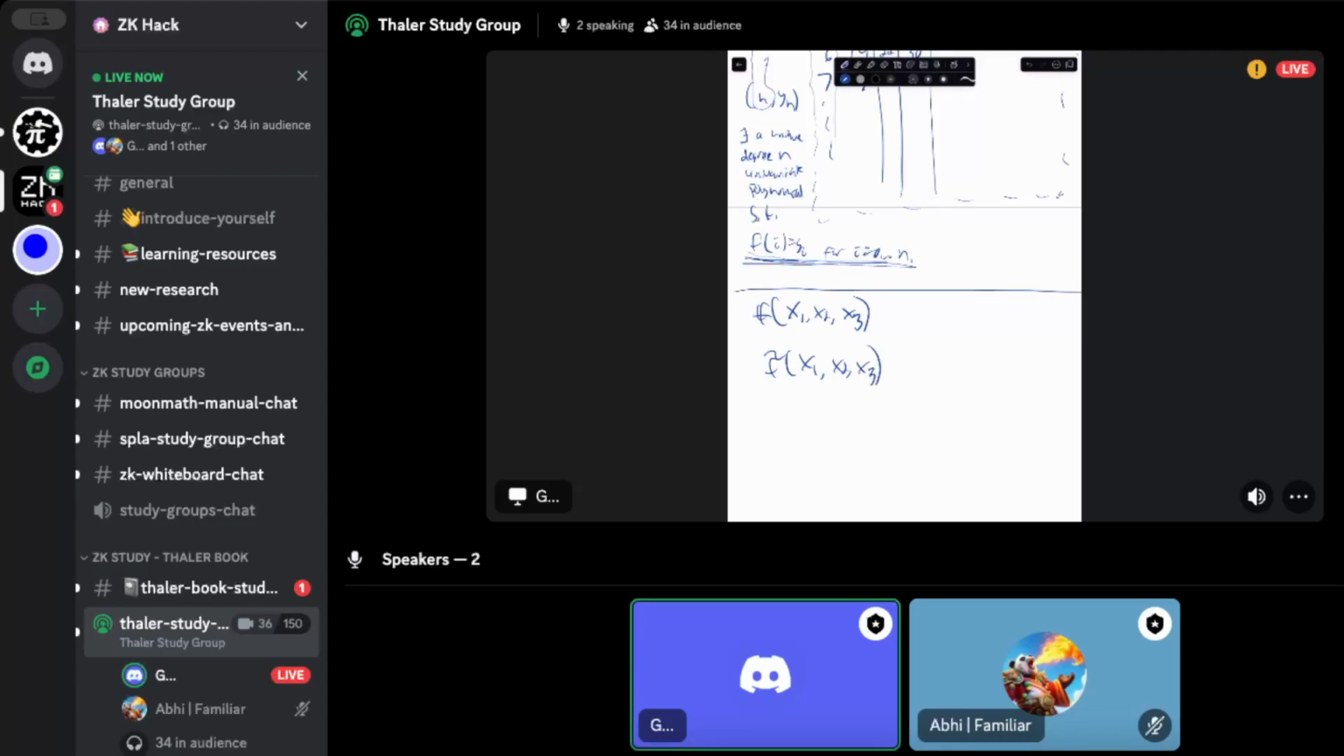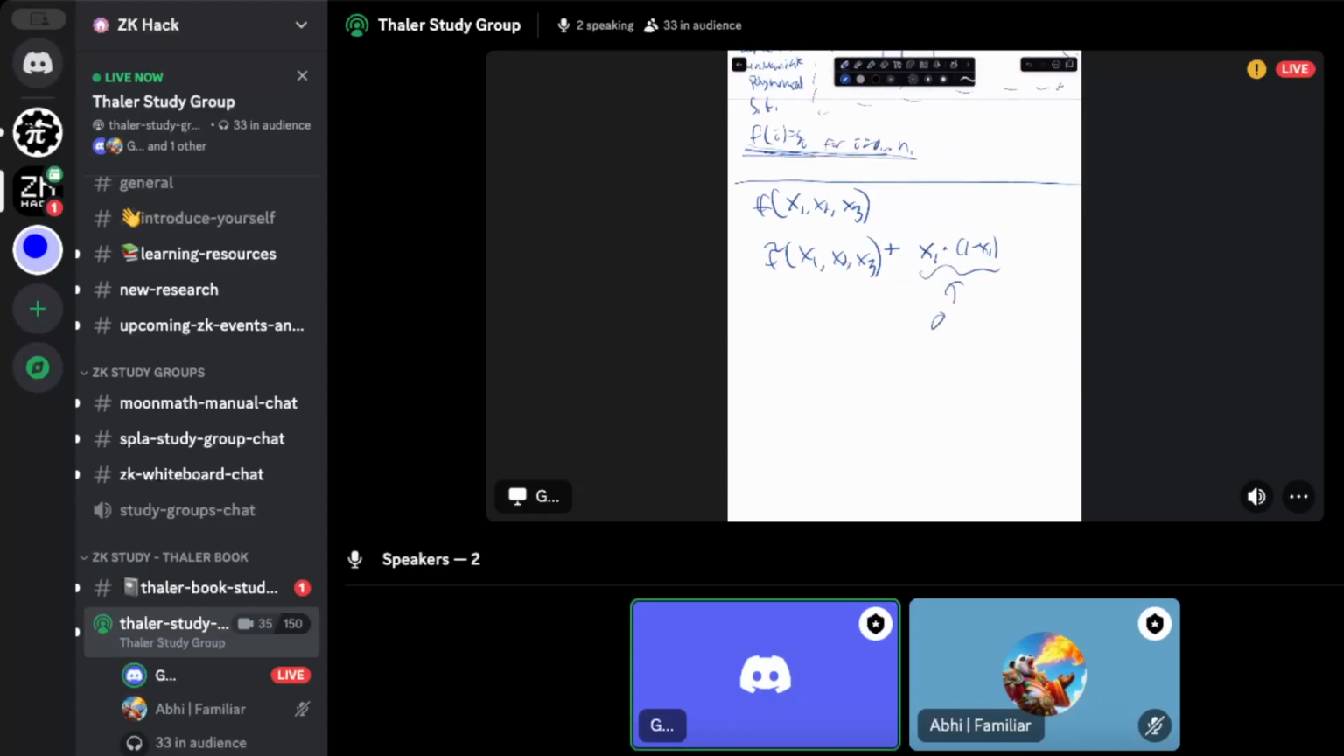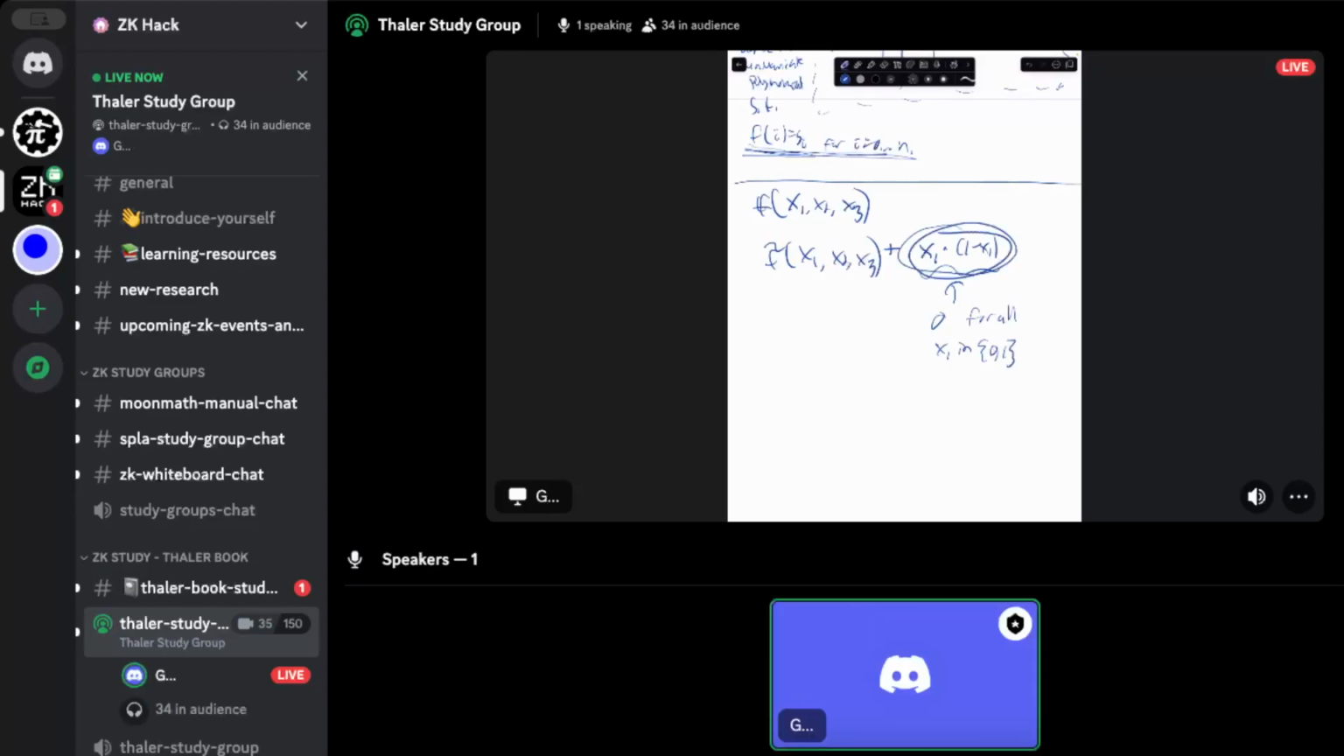Now imagine I take the multilinear extension and add to it x1 times (1 minus x1). Now this is 0 for all x1 in {0, 1}, which means by adding this term to f twiddle, I did not alter f twiddle's outputs on {0, 1}^n, right? So if I call this f hat of x1, x2, x3, then f hat of x equals f twiddle of x equals f of x if x is in {0, 1}^n.